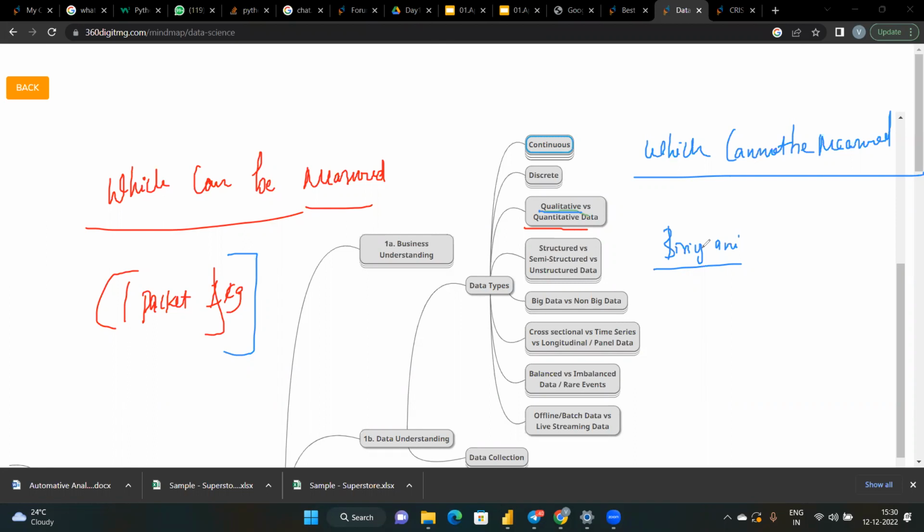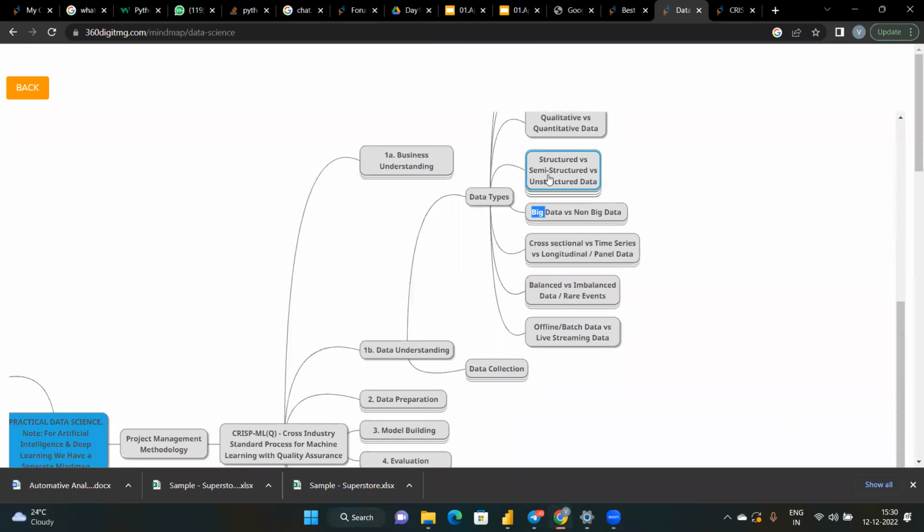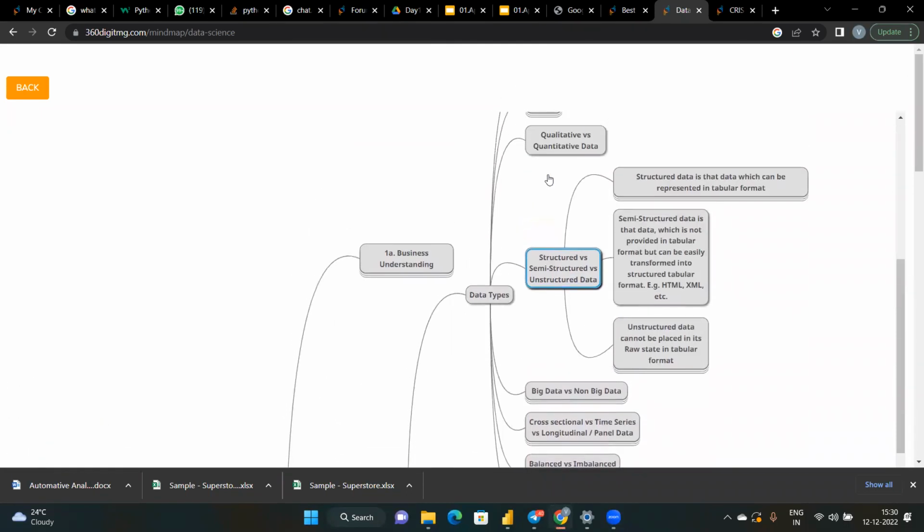Okay, so I assume it is clear for you. Moving on, we'll be seeing what is meant by structured, semi-structured versus unstructured data. What does the terminology structured say? What does the terminology semi-structured say? And unstructured. So structured data is data represented in tabular format. You can see that it is written there. Structured data is that data which can be represented in tabular format.